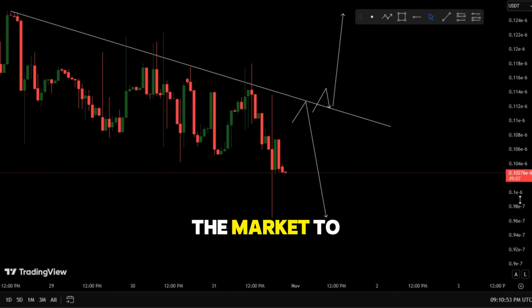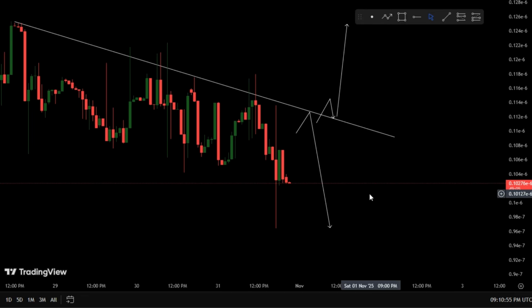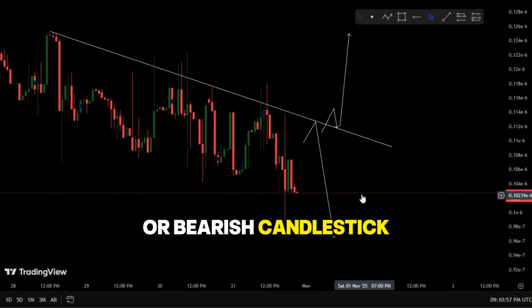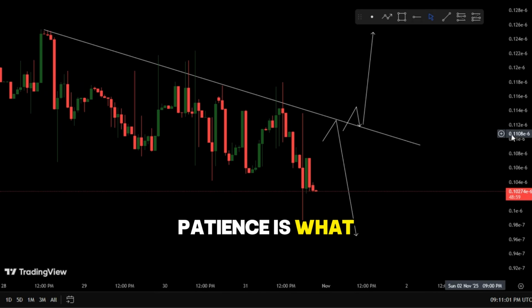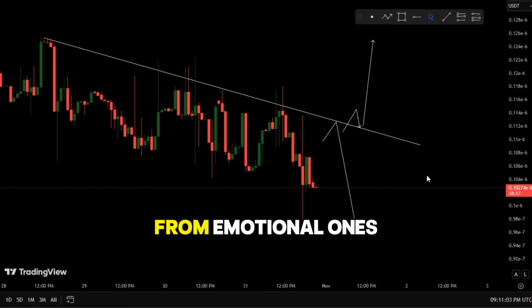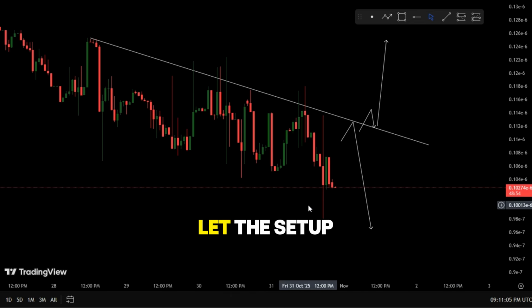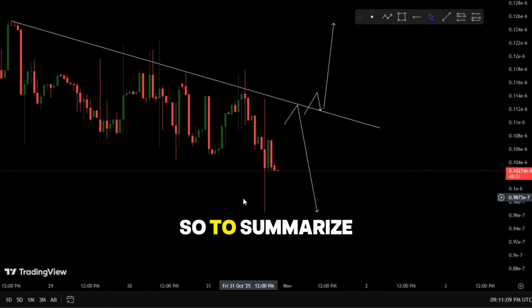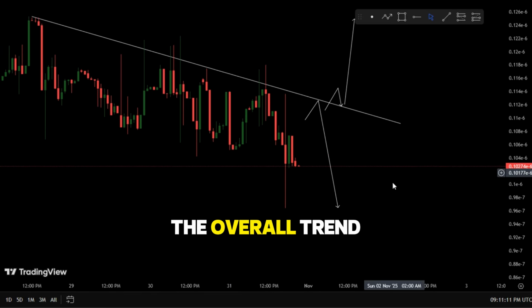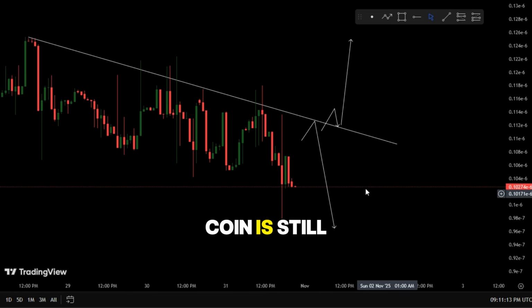Always wait for the market to show you a clear signal, either a bullish or bearish candlestick, before making your move. Patience is what separates consistent traders from emotional ones. Let the setup come to you. Don't chase it. So to summarize everything, the overall trend of WikiCat Coin is still bearish, downtrend.